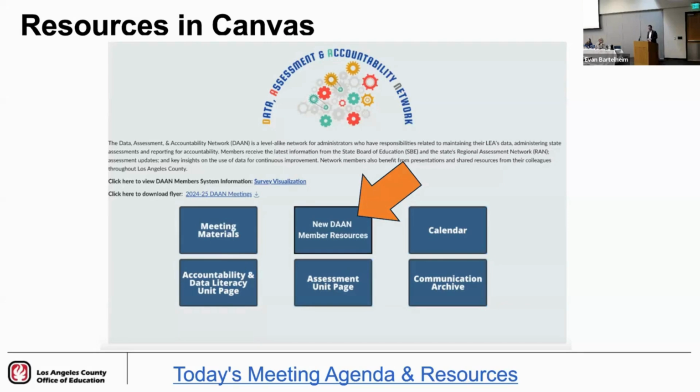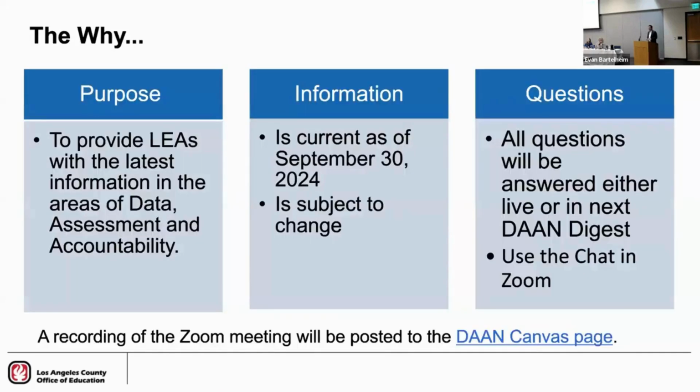So this is going to be an opportunity for you to see what you should need to know. And as we always like to note, the purpose of our meetings is to give you the latest information in the areas of data, assessment, and accountability. The information is always as good as it can be, for things are constantly changing. Not so much lately as in the past, but as of yesterday, this is the most current stuff that we do know.